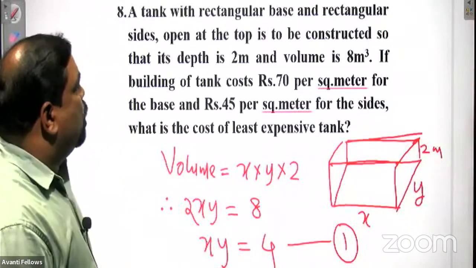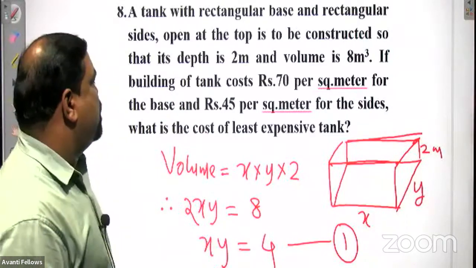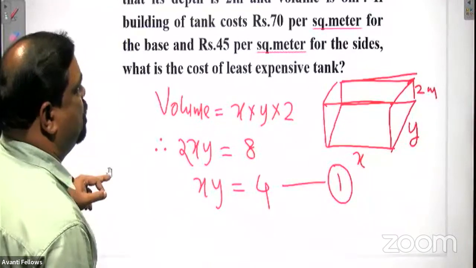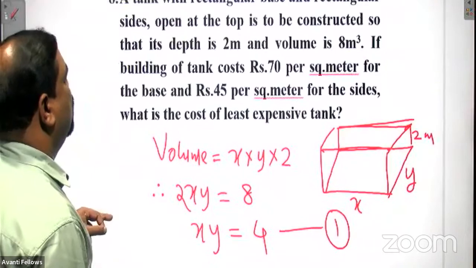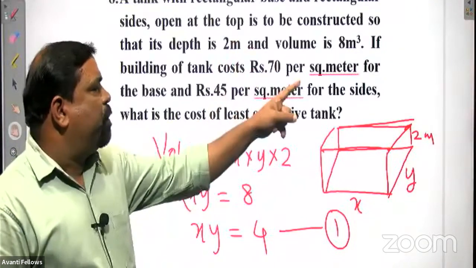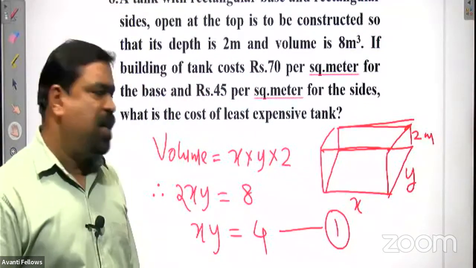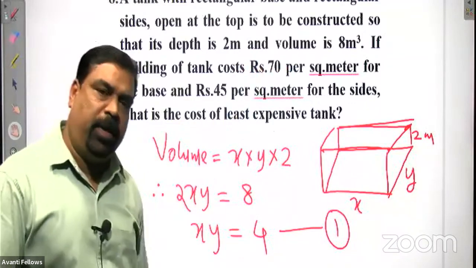Now, the cost, we have to express as a function. For that, what is given here? The building cost is like this: 70 rupees per square meter for the base. The construction of the base, the rate is 70 rupees per square meter.